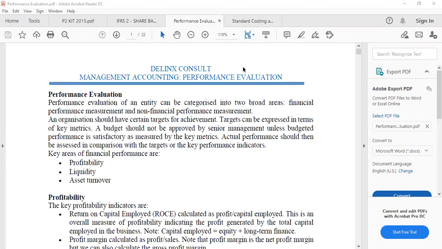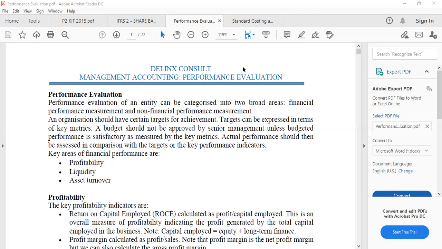But in performance evaluation, we have so many ways of measuring the performance of an entity. The first one is ratio analysis. With ratio analysis, we can use liquidity ratios to see whether the entity has cash to settle its debts as they fall due. We can also use profitability ratios to look at the financial performance of the entity. How are they managing their fixed costs and variable costs? Is the company profitable? We look at the net profit margin, the gross profit margin, the return on equity and the return on capital employed.